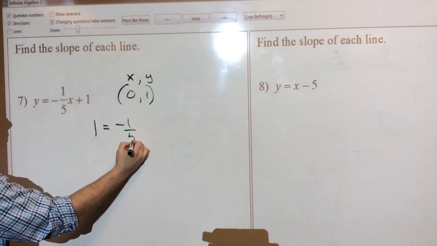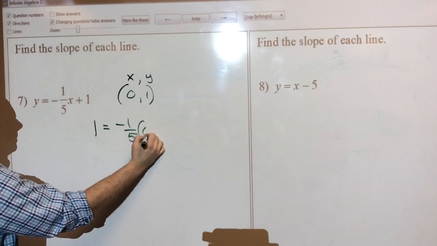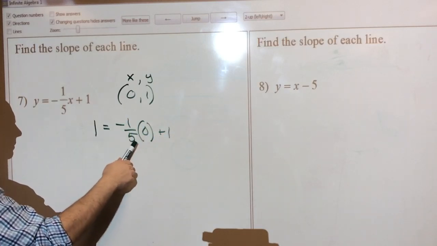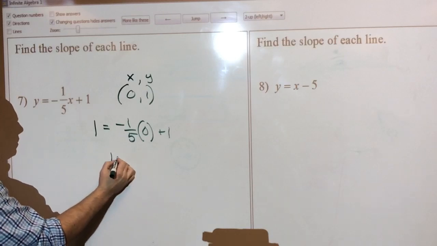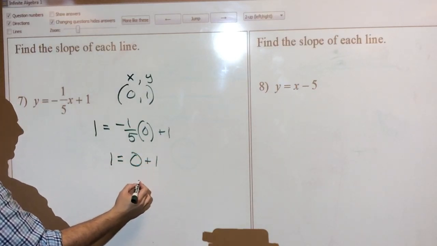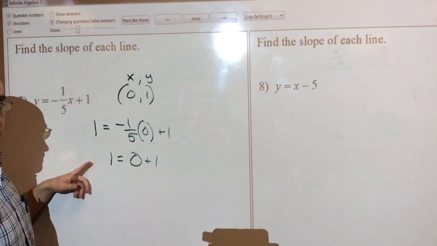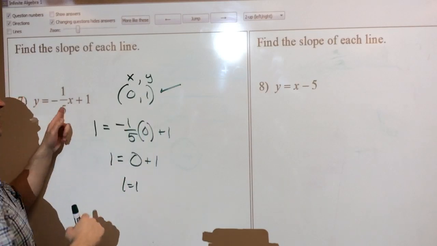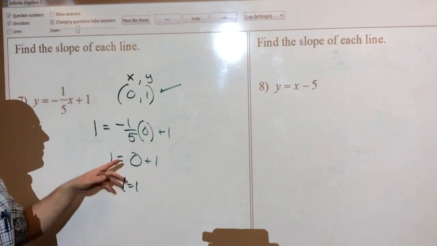I still have a negative 1 over 5. Now the x is 0 plus 1. Well, negative 1 over 5 times 0 is 0. Anything times 0 is 0. So we have an equation that looks like this. 1 equals 0 plus 1. Well, is that true? Yeah, of course it's true. So the answer is yes, this point is on that line. So that's how you figure these things out.